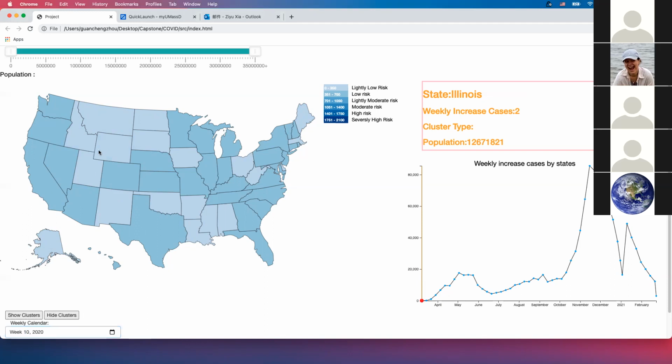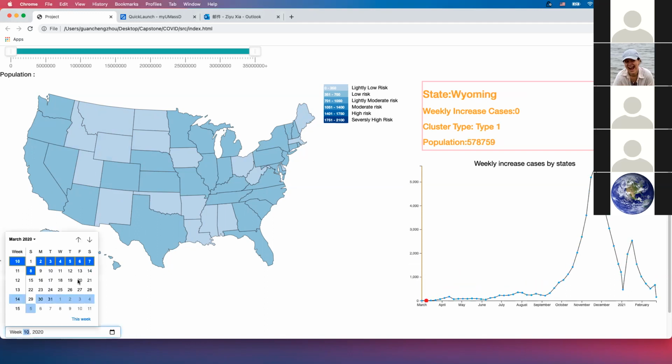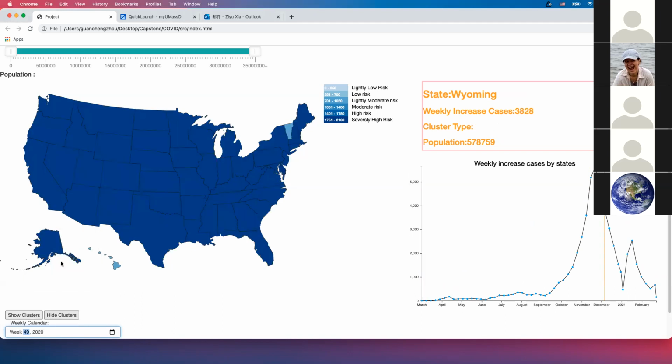However, like here, week 49 in Wyoming at 2020, which is the next week of the Thanksgiving holiday. The map visualization shows most of the states were at severely high risk level.